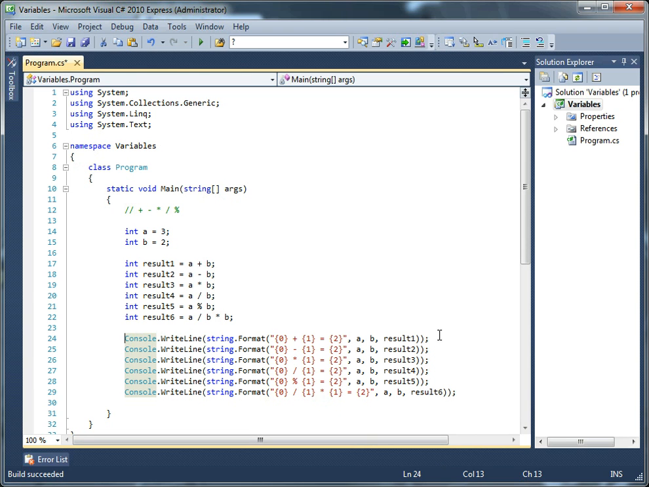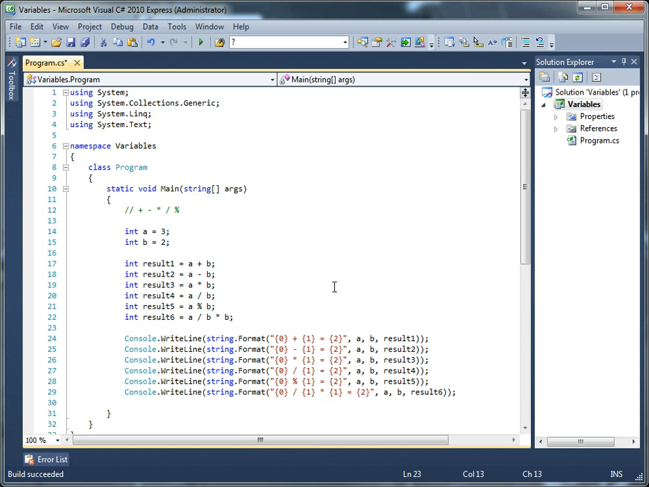So let's think about what we expect the results to be, and then we'll take a look at what they actually are. We have two integers, a and b, and we're doing some operations on them. A plus b, we expect that to be 5. A minus b, we expect that to be 1. A times b, expect that to be 6. A divided by b, we expect 1.5, maybe. A mod b, that would be 3 divided by 2, and that'd be the remainder. That's going to be 1. And then here we have a divided by b times b. Normally you would think that the b's would cancel out and you just come out with 3, but we'll take a look at what happens there too.